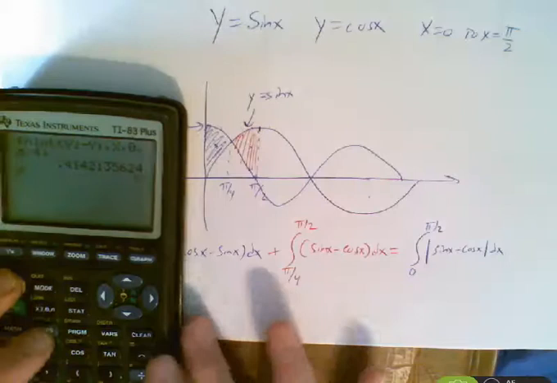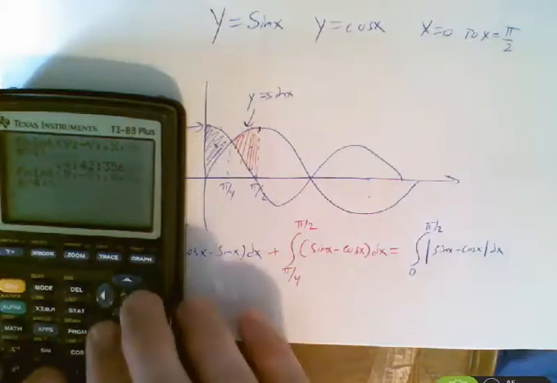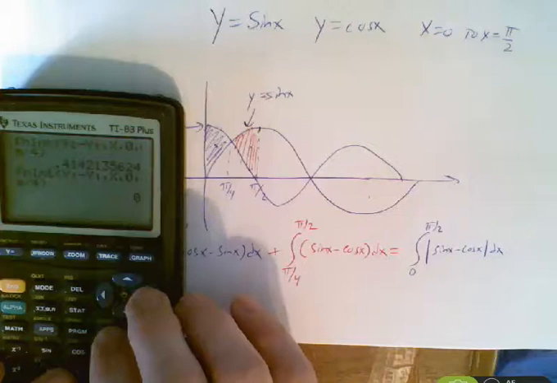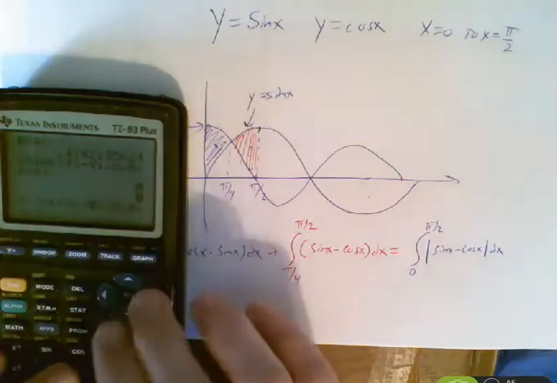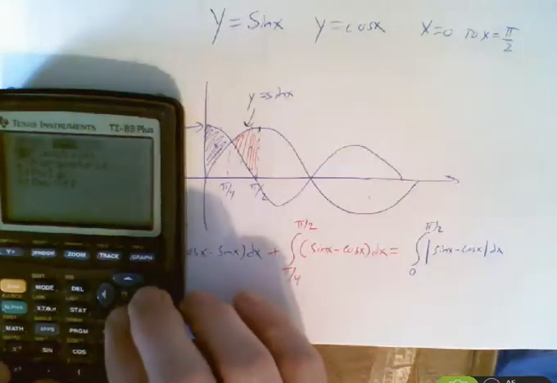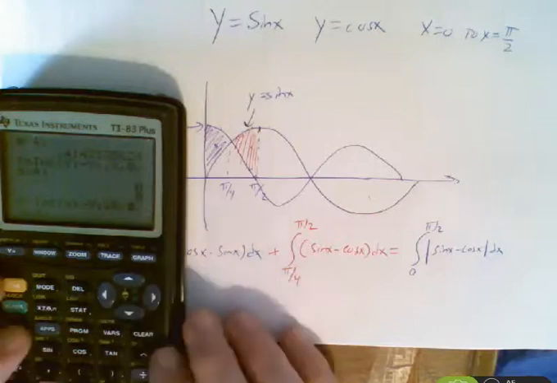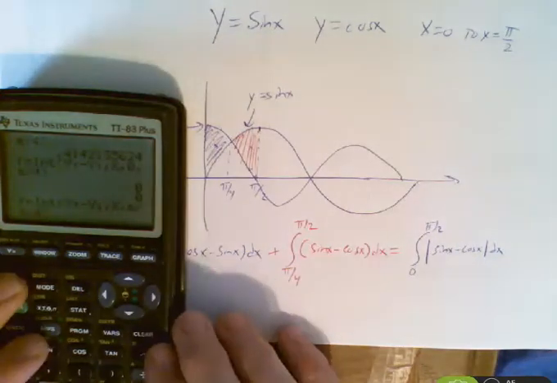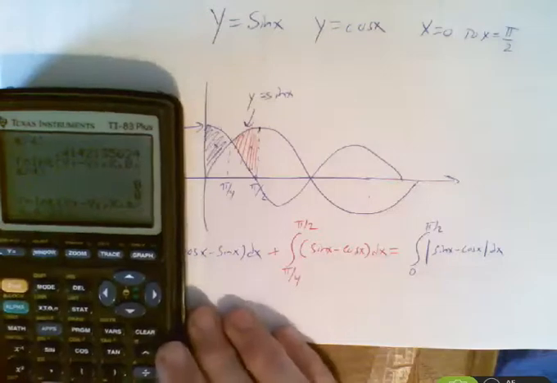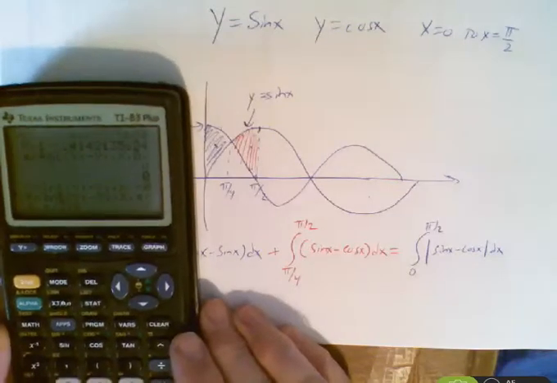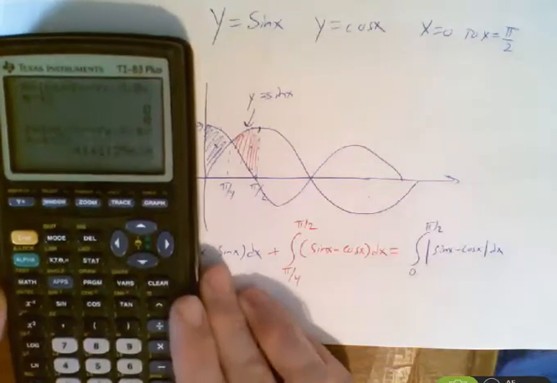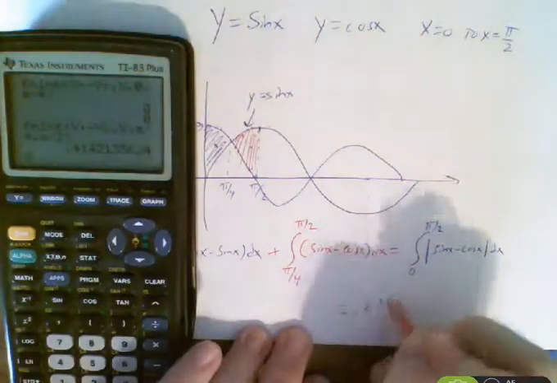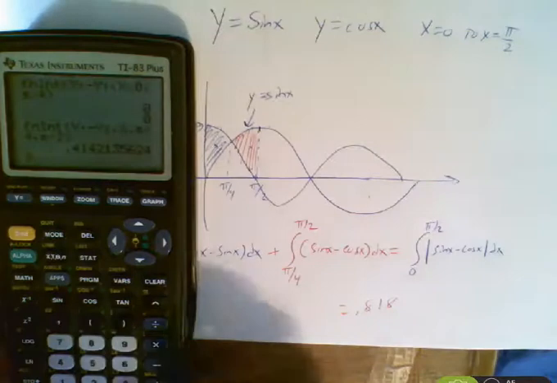Now the red region, basically the same idea, except I got to switch my y1 for my y2. Oops. I hit enter by accident. y2, comma, instead of 0 to pi over 4, it's going to be pi over 4 to pi over 2. See, that should be the 0.414 or whatever it is. Okay, because it's symmetric. So there's our point. What is that going to be? 0.818 or somewhere around there, right?